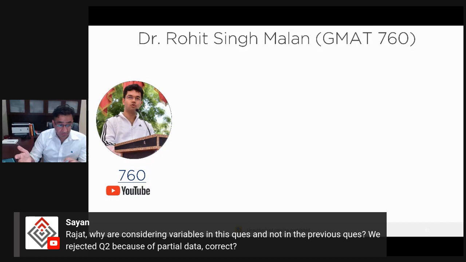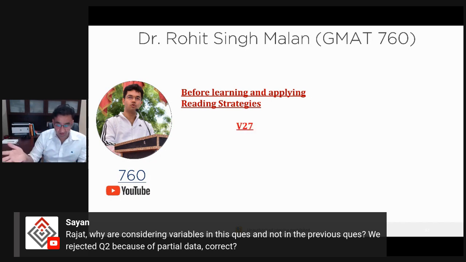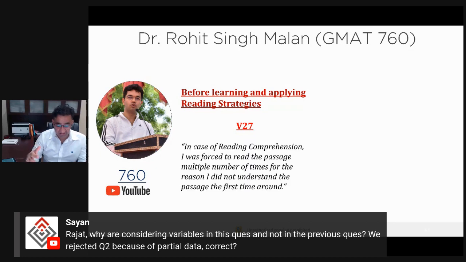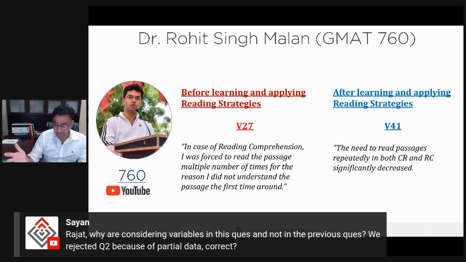There's a guy who improved, his name is Dr. Rohit Singh Malan. He improved his GMAT score from 690 to 760. And he talks about his before and after. When he had a V27, he says, in case of RC, I was forced to read the passage multiple times because he didn't understand the passage the first time around. When he got a V41, he basically said this.